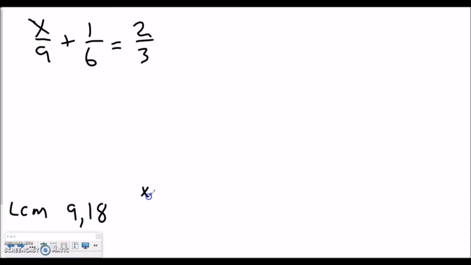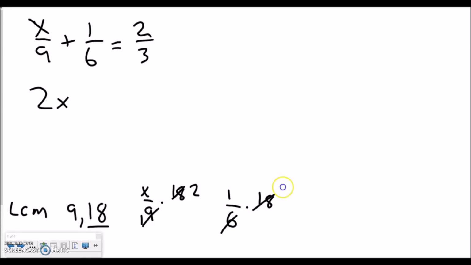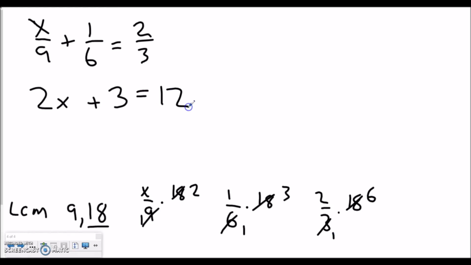So now I'm going to take every fraction and multiply it by the least common multiple of 18. X over 9 times 18 reduces to 2 and 1. 2 times x, 2x. 1 over 6 times 18 reduces to 3 and 1. 1 times 3 is 3. 2/3 times 18 reduces to 6 and 1. 2 times 6 is 12.